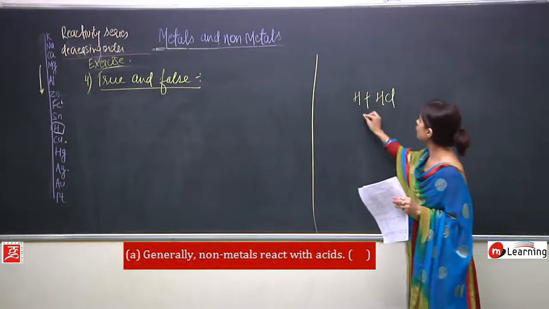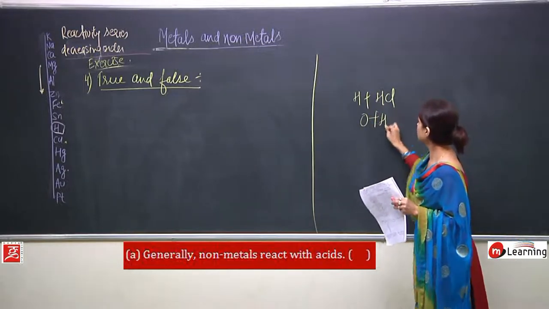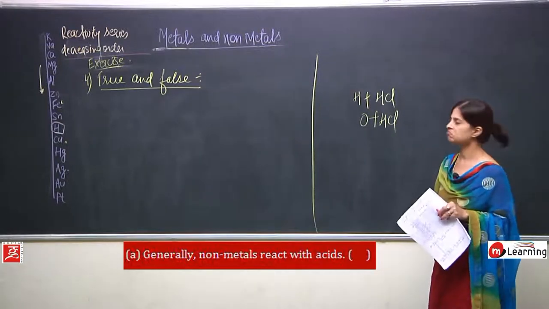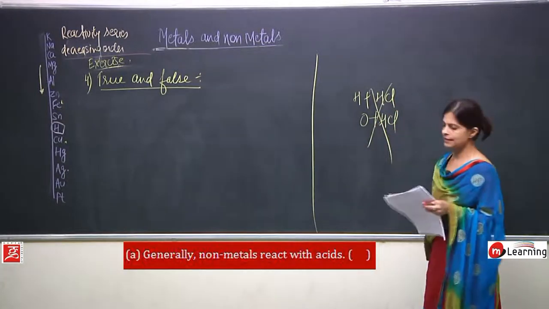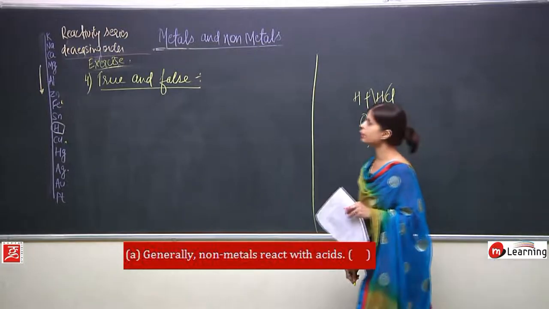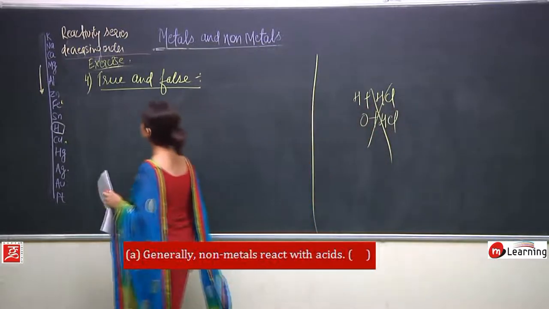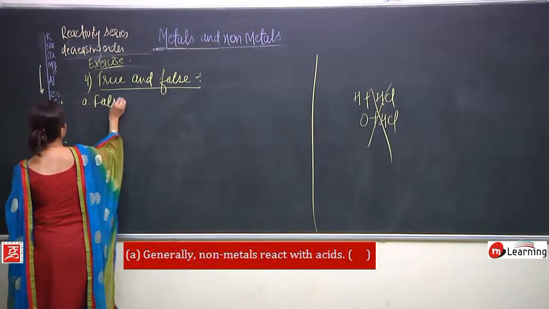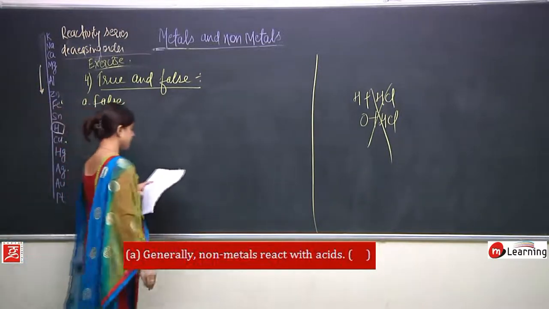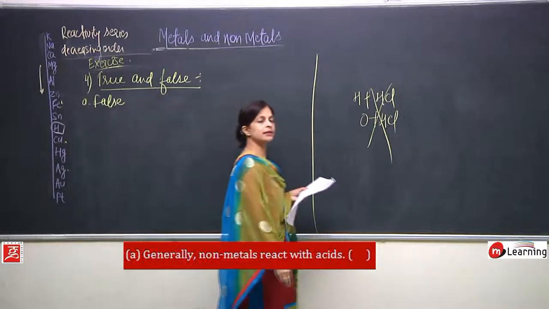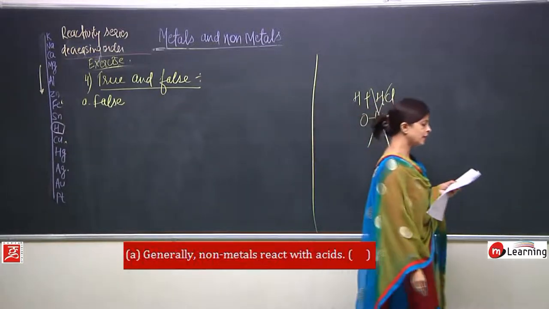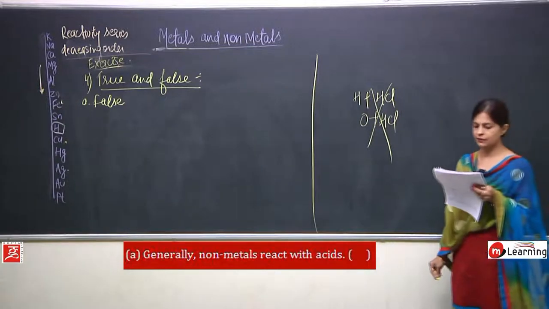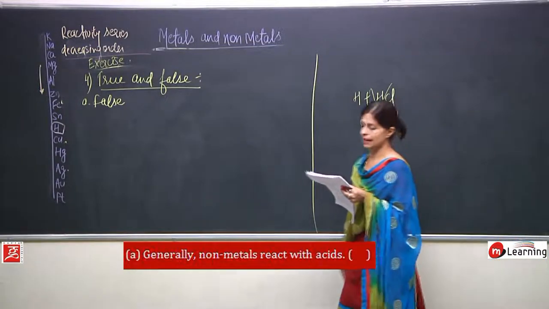Take another example of O with HCl. Will it form something? No, it doesn't form anything. So what should I write over here? A is false. That means the non-metals generally do not react with acids.